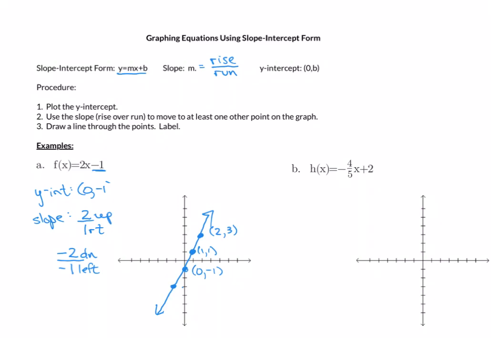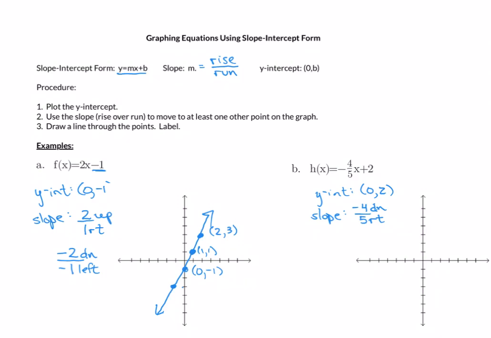All right, let's come over to example B. Our y-intercept in point form is going to be (0, 2). Our slope is -4/5, and that -4, you can either put it on the top or the bottom. I'm going to put it on the top. And now what does this tell me to do? Since this is a negative 4, this means I want to go down 4. Positive 5 tells me I want to go to the right 5.